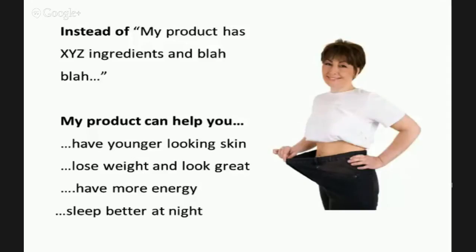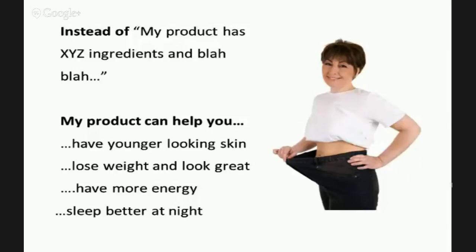Well, instead of getting caught up sharing a lot of information, my product has all these ingredients in it, and here's how it works, and here's all the science, and let me tell you why it's so cool, yada, yada. Just be really clear. My product can help you have younger looking skin. It's a very clear benefit most people want. My product can help you lose weight and look great. Well, who doesn't want that? Very clear, right? My product can help you have more energy, if you have a wellness product. My product can help you sleep better at night. When we speak in this way, it's just really easy for other people to see, oh, that's what's in it for me.